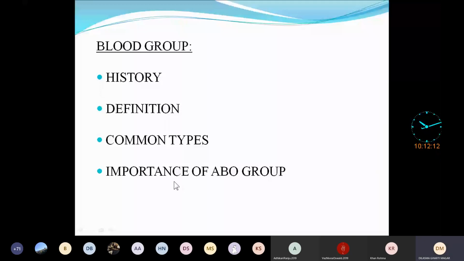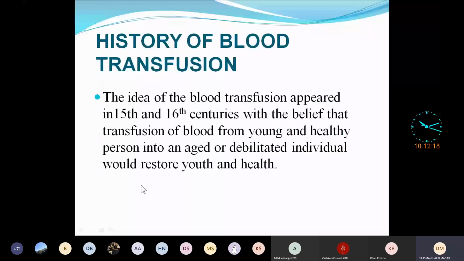So now first we'll come to the history of transfusion. This history is not important for you, but still, just to make the class a little bit interesting, I have added all these things. So now you see here, the idea of blood transfusion appeared in the 15th and 16th century. Now this is which century? This is the 21st, isn't it?